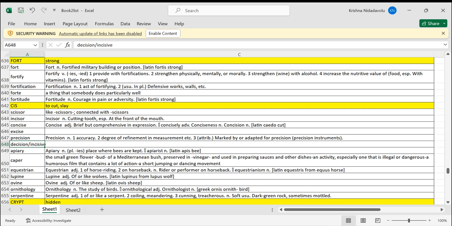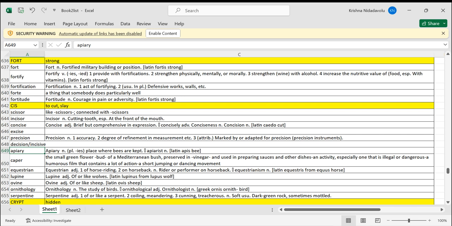Okay. Let's learn a few more animal related words. Last time we learned a few. Let's learn a few more now. Apiary. Apiary is a place where bees are kept. Bees are reared for their honey.